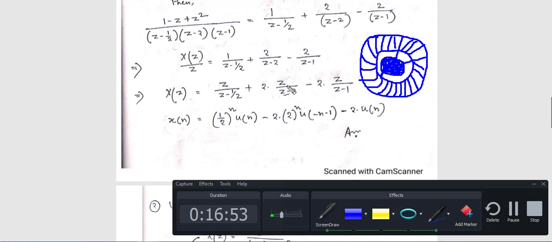Next, come to the next part. Here 2 is constant again. Z by z minus 2. That means what is the value of a? Here a means 2. That means it will be 2 into 2 to the power n. Now this is causal or non-causal. Now you have a circle having radius 2, this outermost one. Now your given ROC is interior of a circle or exterior of a circle? Obviously interior of a circle. So this is a non-causal sequence. If you have a non-causal sequence, you have to multiply the function with minus u of minus n minus 1. That's why your function is like this.